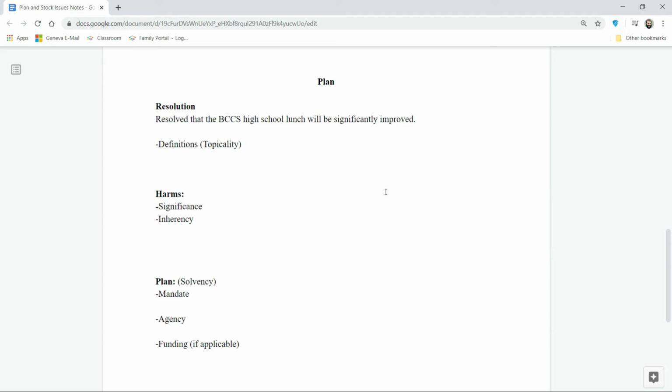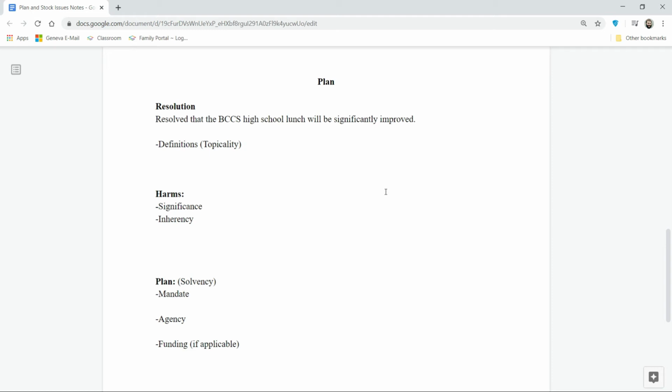The affirmative team will begin maybe with a brief introduction, but at the beginning of their speech, they should state the resolution and show how they want to support it by providing a plan. So in this case, resolved that BCCS high school lunch will be significantly improved. So the next part of the speech will include definitions to prove topicality. So the affirmative team will define key terms or ideas in the resolution to prove that what they're doing fits within the space of the resolution.